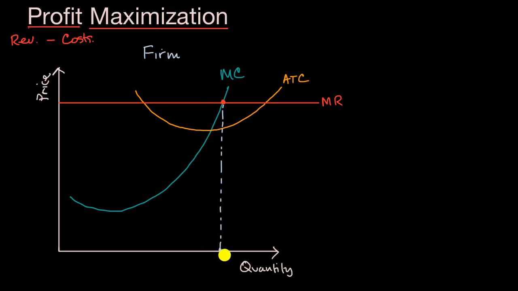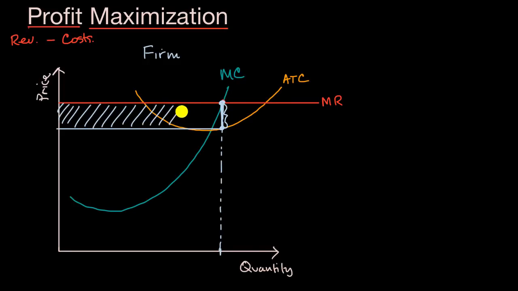Now, a natural question might be, how much profit will it make from producing that quantity? Well, all you have to do is think about, this is the marginal revenue that it gets. And another way you could think about it, because this is constant, it's also going to be the average revenue that it gets per unit. And this right over here is the average total cost per unit. And so what you could do is, this is how much it's getting on average per unit, and then multiply that times the number of units. And what you get is the area of this rectangle.